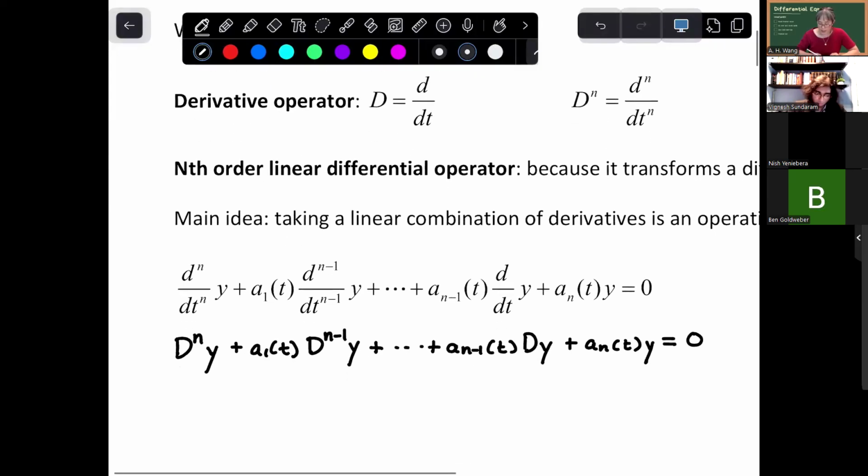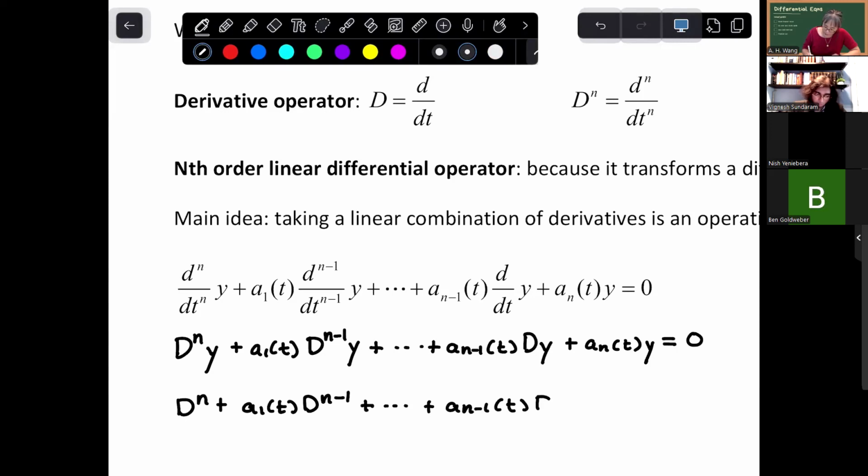But then we have another way of writing this. Our convention is we're going to write it this way, and notice I'm not writing any y's. We're going to write everything this way. What it means is we're going to take this whole thing and operate on the y to transform it. This 0 is not a 0 number. It is the 0 function. So does everybody see what this means?